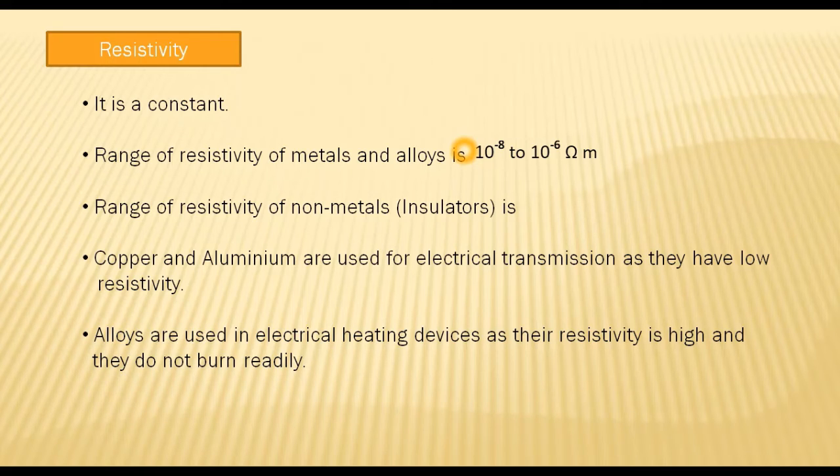But we can't use silver in our wiring, because silver is a very costly metal, right? So we use copper and aluminum wires for the transmission of electricity, because copper and aluminum also have very low resistivity, and that is why they are also good conductors. They have a very low value of resistivity within this range. And alloys have a higher value of resistivity than pure metals.